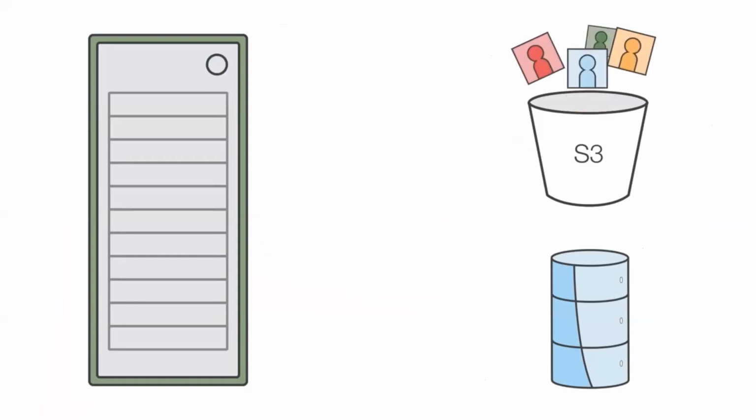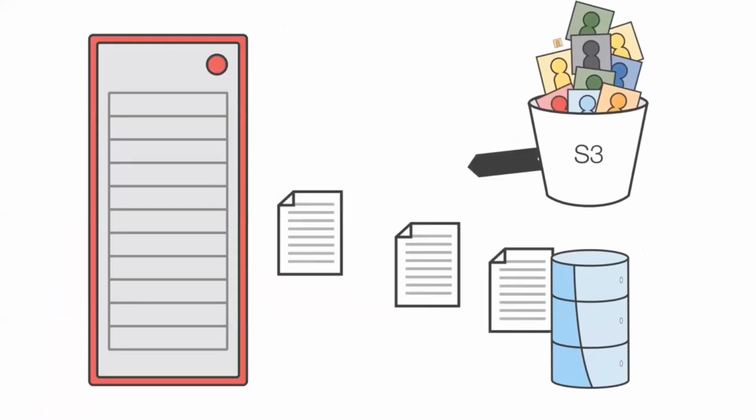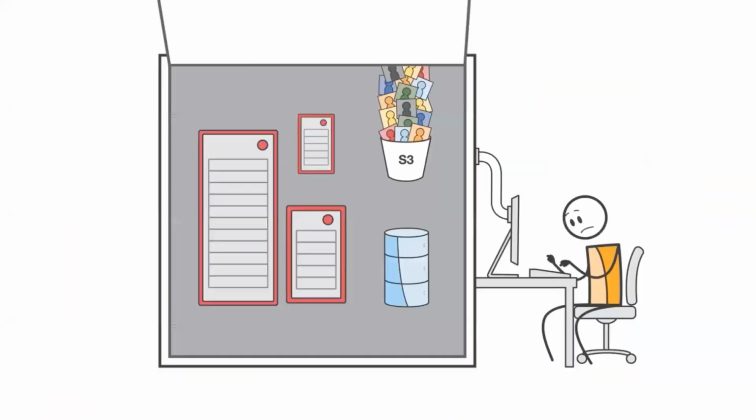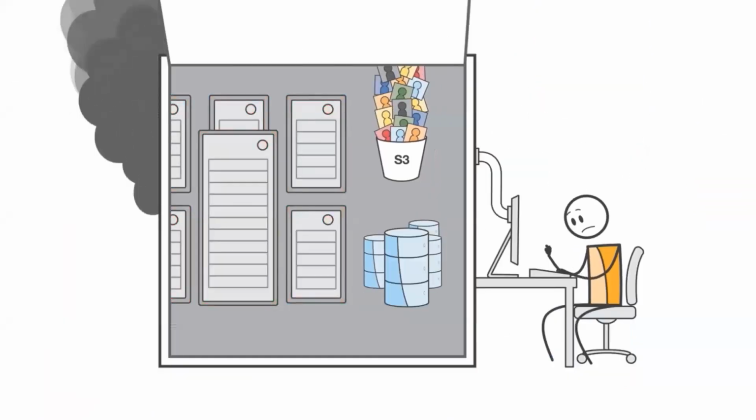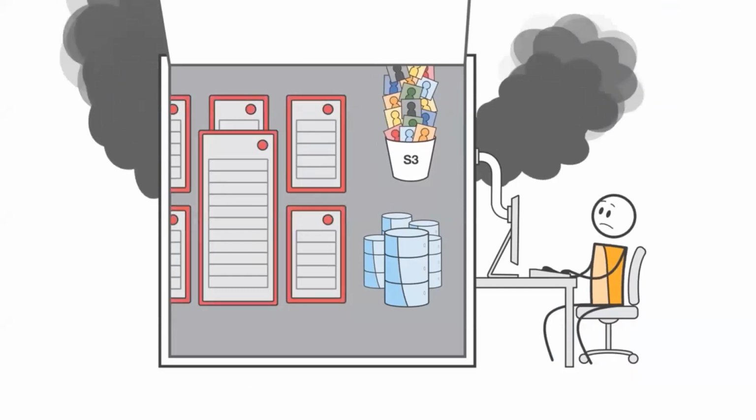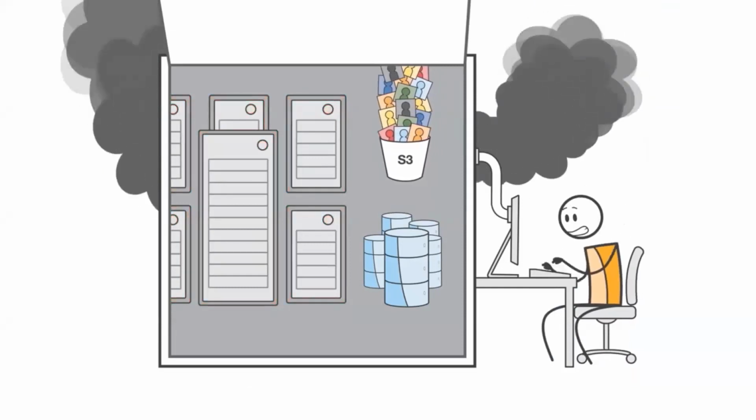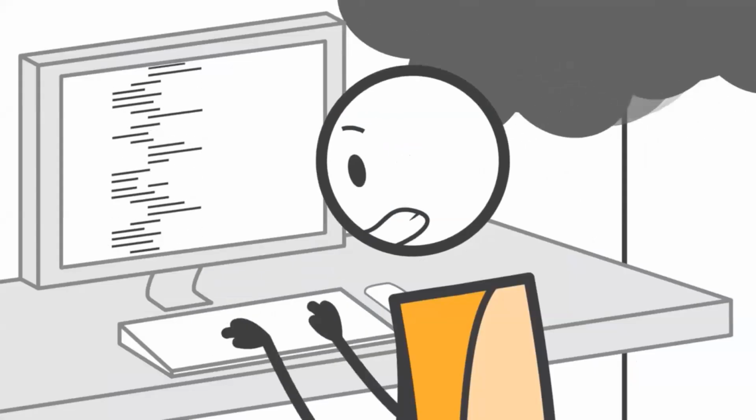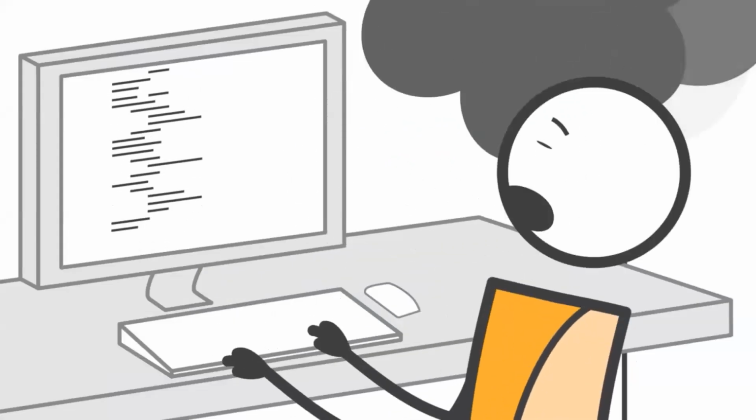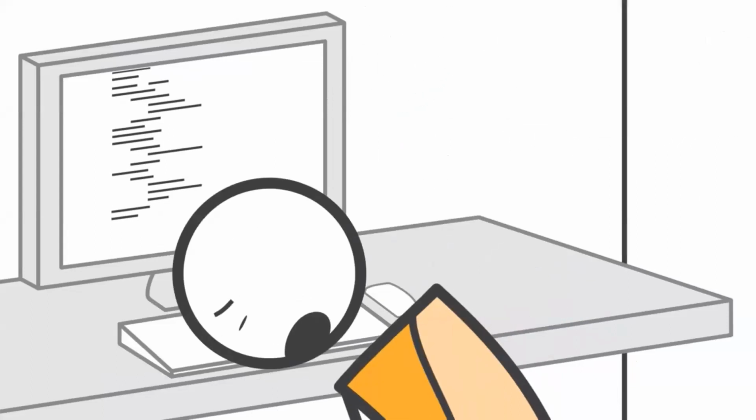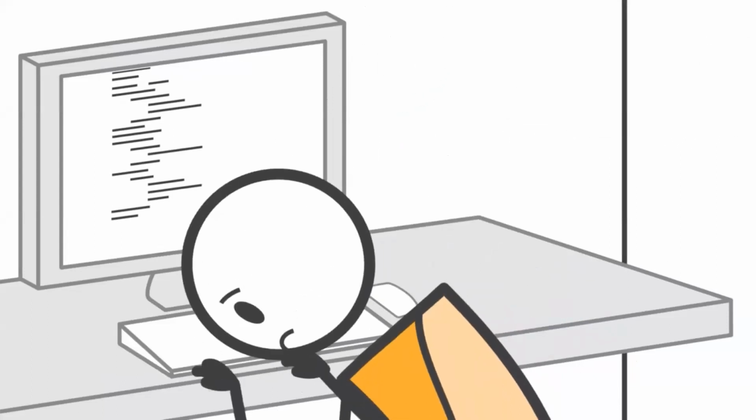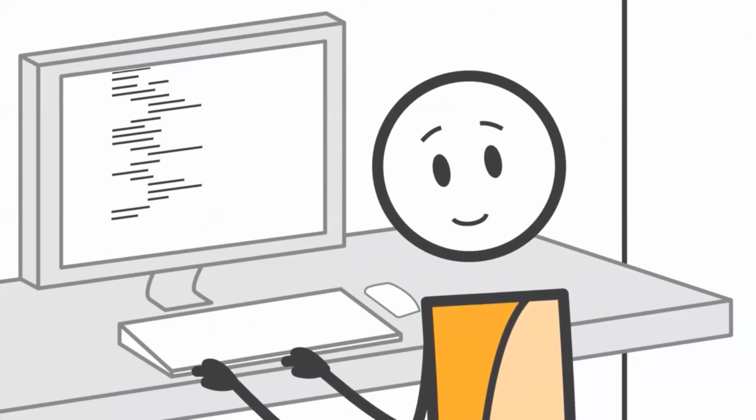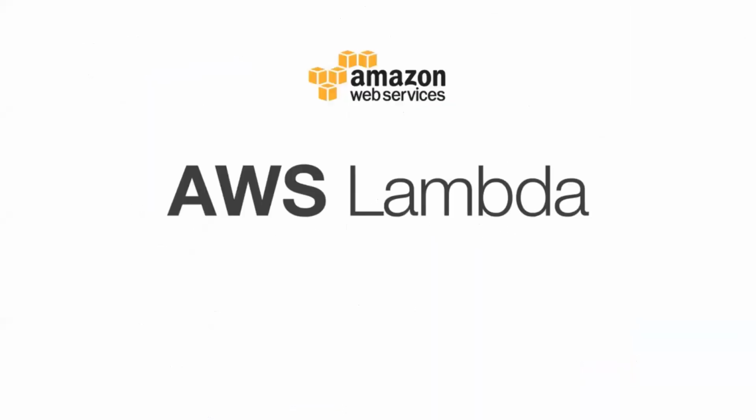But managing the infrastructure to host and execute back-end code requires you to size, provision, and scale a bunch of servers, manage operating system updates, apply security patches, and then monitor all this infrastructure for performance and availability. Wouldn't it be nice if you could just focus on building great applications without having to spend lots of time managing servers? Introducing AWS Lambda.